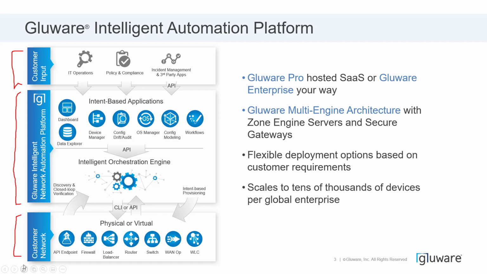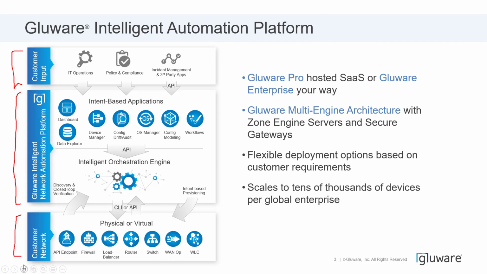Now, when you think about how Gluware is delivered, as I said, it's pure software, and it is software as a service, but it is delivered in two different ways. Gluware Pro is our SaaS offering hosted in AWS. It's geared for medium to large customers, up to 2,000 devices that you're managing. We administrate it. You install the Gluware Secure Gateway on your prem, and it's all operated from the cloud. The other offering we have is called Gluware Enterprise, and we refer to it as Gluware Your Way.